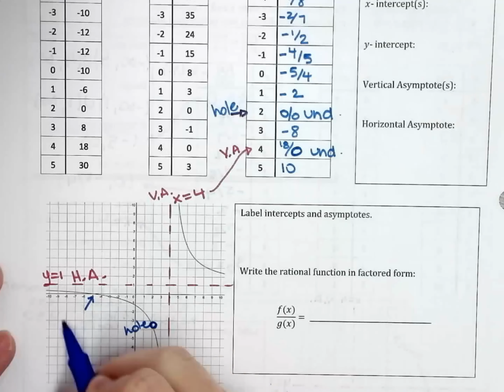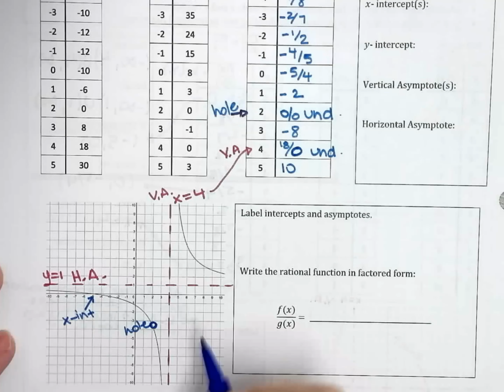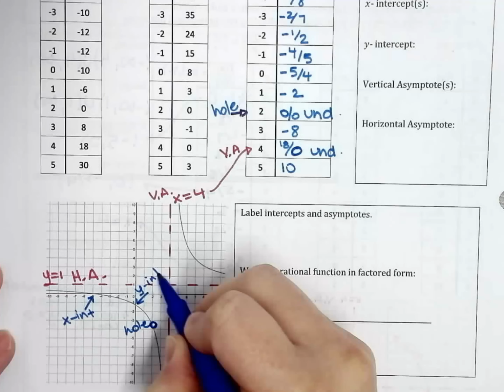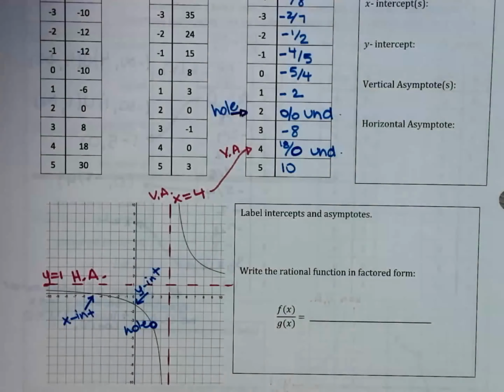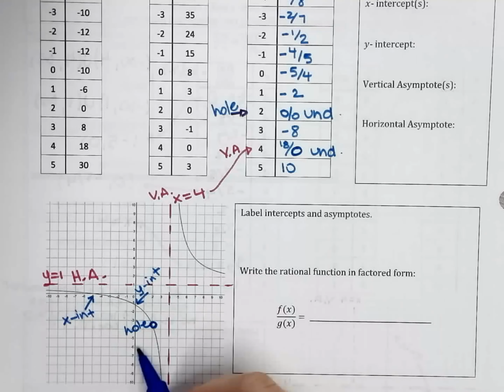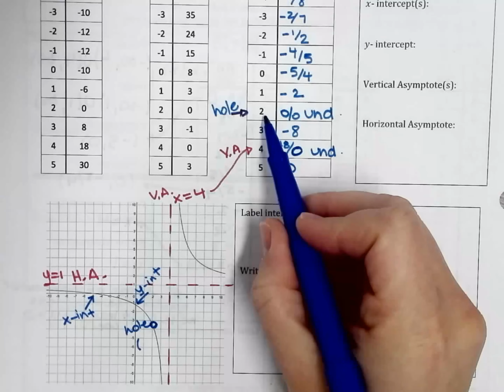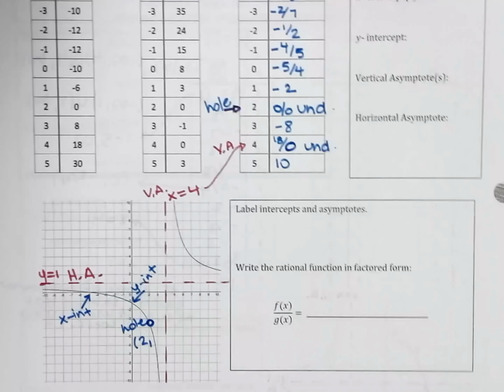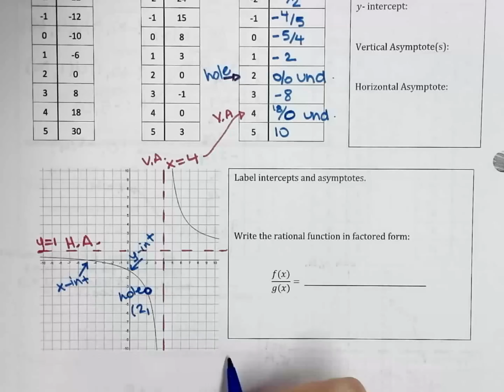Okay, since I'm labeling everything, this is x-intercept and this is y-intercept. And you're like, okay, what is the point of the hole right here? What are the coordinates of that point? I know x is 2, but I don't know what the y is. And that's what we're going to find out.